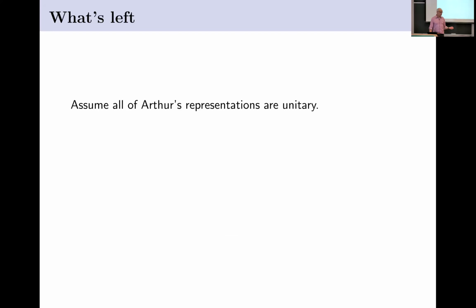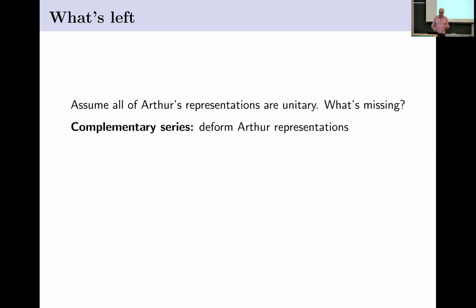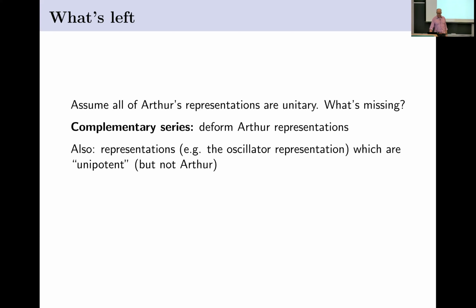Okay, so I'll just conclude by saying, where are we now? What's left? Well, let's assume that we've proved all of Arthur's representations are unitary. What's missing? Well, it's well known that there are complementary series. And that's one thing. It's also known that there are some quote unquote unipotent representations which are not in this list. For example, the oscillator representation is not unipotent by Arthur's definition.